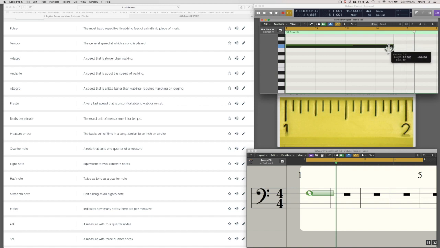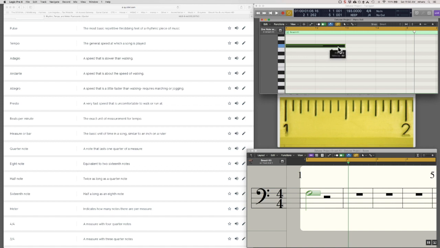If I only wanted to play half of that measure, I would play what's called the half note, and this is a hollow circle with a stem on it. You'll see here that the note now only lasts half the measure. If I hit play, it pauses halfway through.